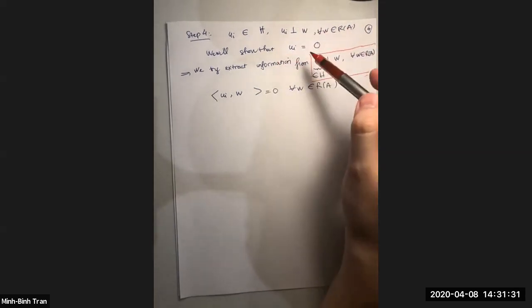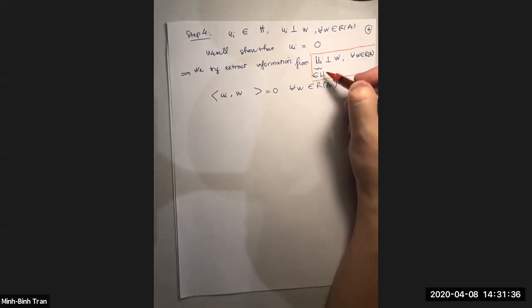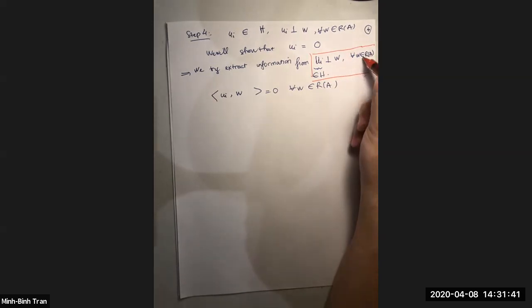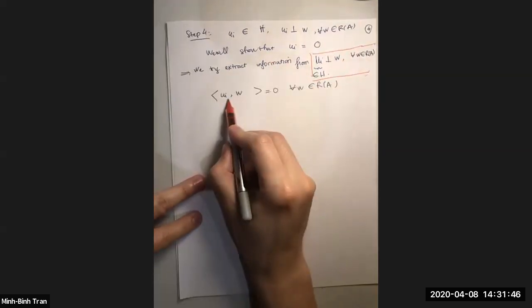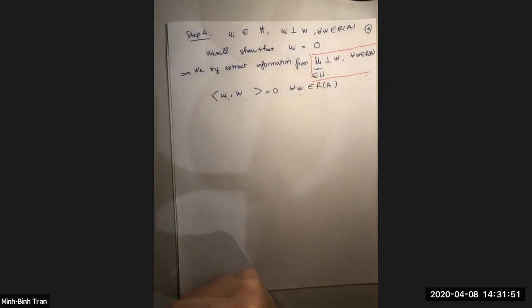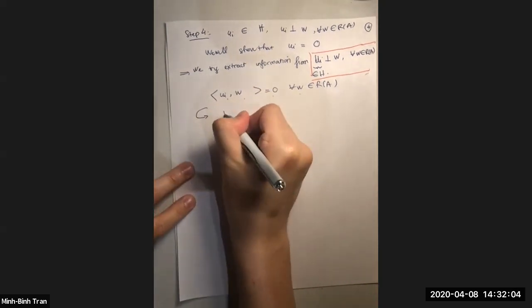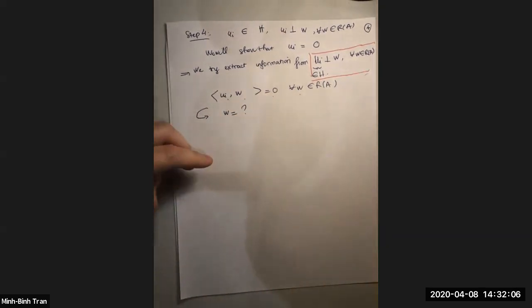Which means that I have to extract some information from the fact that I have this U_i, which is an element in H, and this W. So this W is an element in the range of A, right? Meaning that the inner product of U_i with W will be 0 for all W in the range of A. So what kind of information can I extract from this relation? My next question is, what is W? What is the definition of W?